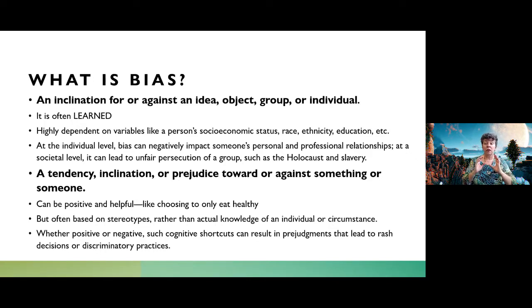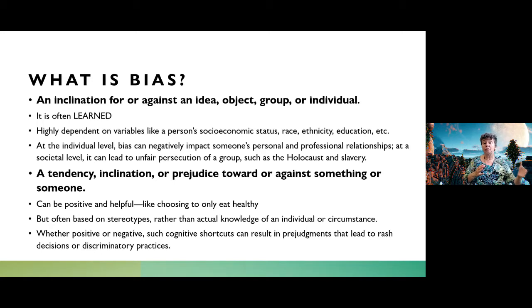Biases are learned. You're not born with biases, they're learned, okay? They vary tremendously. You might have little tiny biases, big biases. You might be biased in one area and not at all biased in another area. They can be based on anything, right? Socioeconomic status, race, ethnicity, education. So the amount of bias, the kinds of bias you have vary tremendously.